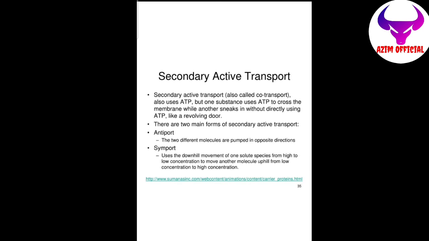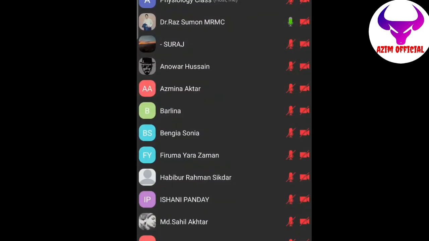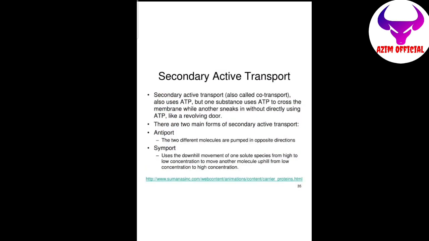So, secondary active transport in detail. Secondary active transport, also called co-transport, also uses ATP, but one substance uses ATP to cross the membrane while another sneaks across without directly using ATP, like a revolving door. There are two main forms of secondary active transport: antiport and symport.